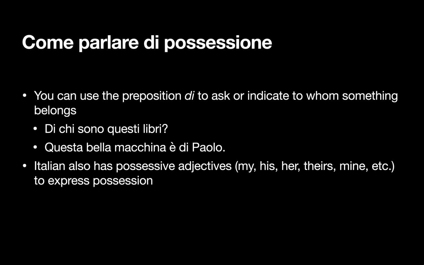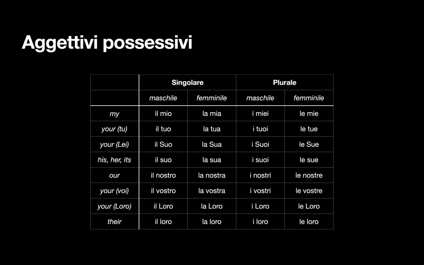Italian also has possessive adjectives like English does. My, his, her, theirs, mine, those kind of things, to express possession. So here they are. Don't get overwhelmed. There are a lot of them, but it's pretty straightforward. If you look at each of these, you can see that for each person, there's a stem. Like for first person, it's mi, and then endings to agree in number and gender get added to that. So il mio, la mia, i miei, le mie.